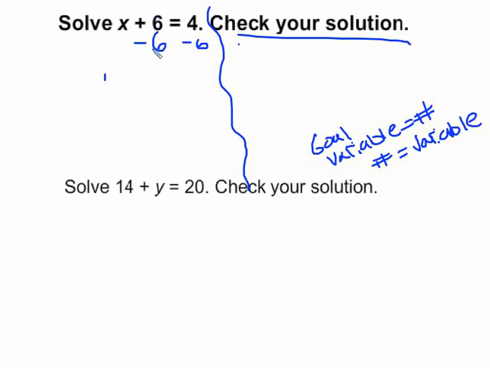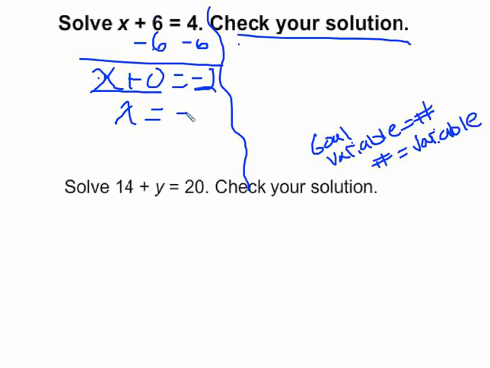I know that 6 minus 6 will be 0, so I'll have x plus 0 is equal to, well, 4 minus 6 is negative 2. And I know that anything plus 0 is itself. So I have my variable isolated by itself, and I know that I have variable equals number, and that number is negative 2, so my final answer is x equals negative 2.